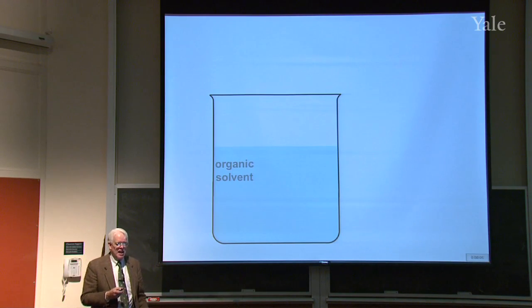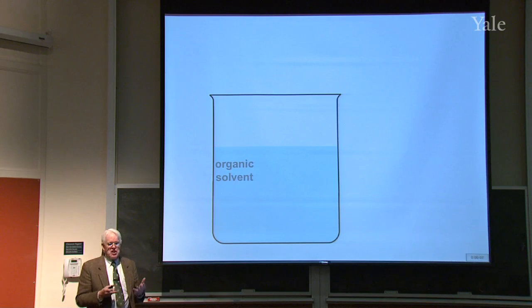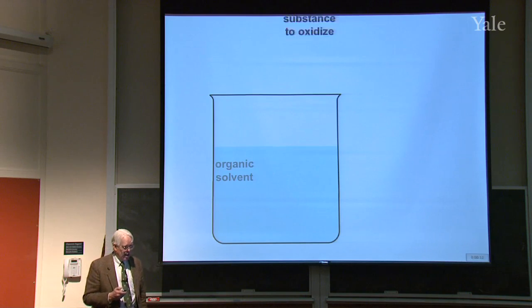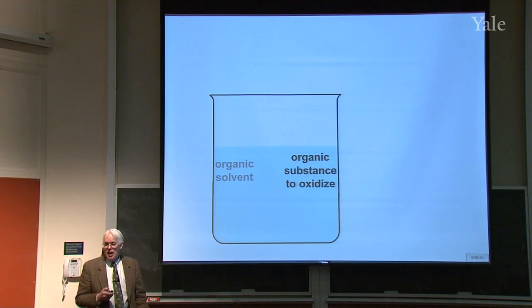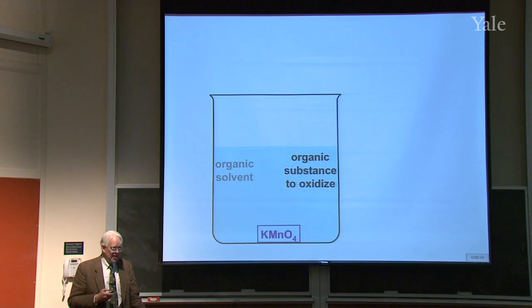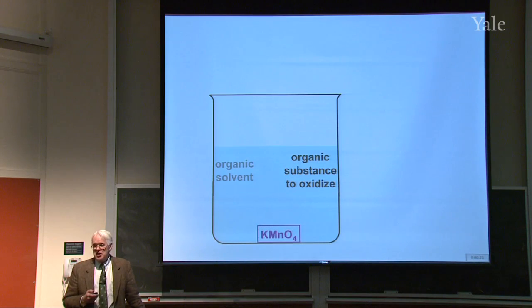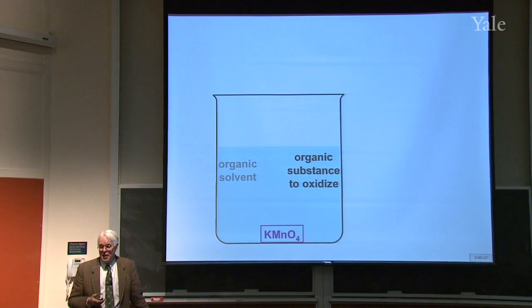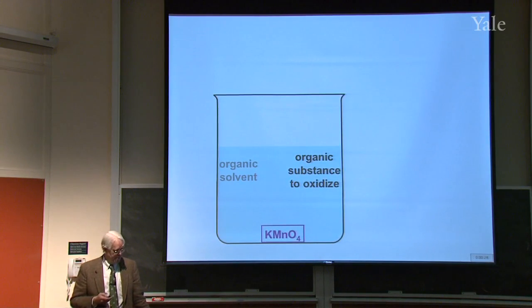So this has worked out in lab in a way that's shown here. You have some organic solvent, and you have put something in it that you want to oxidize. So you need an oxidizing agent. Potassium permanganate, right? So we have an organic substance to be oxidized, and we put in potassium permanganate, and it just sits on the bottom of the flask. It doesn't get to where the organic molecules are, so there's no reaction, right?